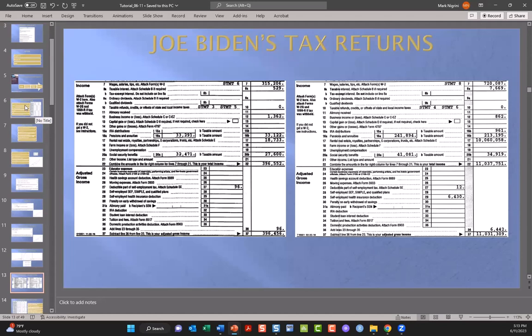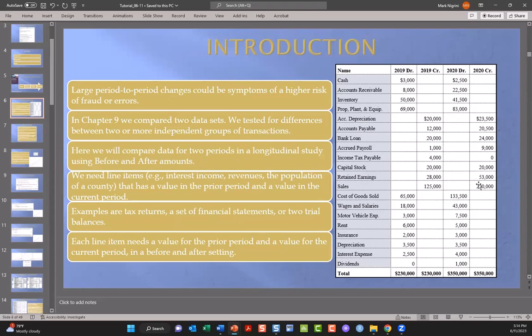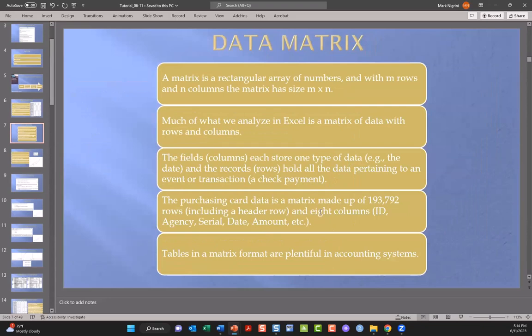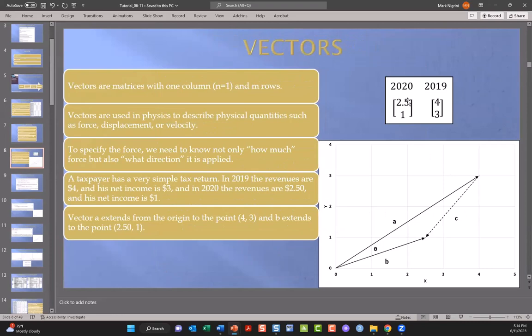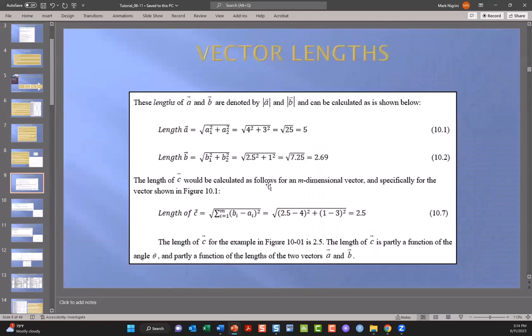So we can go back here. I can do two trial balances. Here we go, purchasing card. I don't think there's anything dramatic there. Again, I have a vector there, and I have a vector here. I can graph these two vectors. This is 2.5, 1. And this is 4, 3, up at 4, and across is 3. I have two vectors, and my formula is the length of C divided by the length of A plus the length of B. This is the length of A, the length of B, and this is how you calculate the length of C.